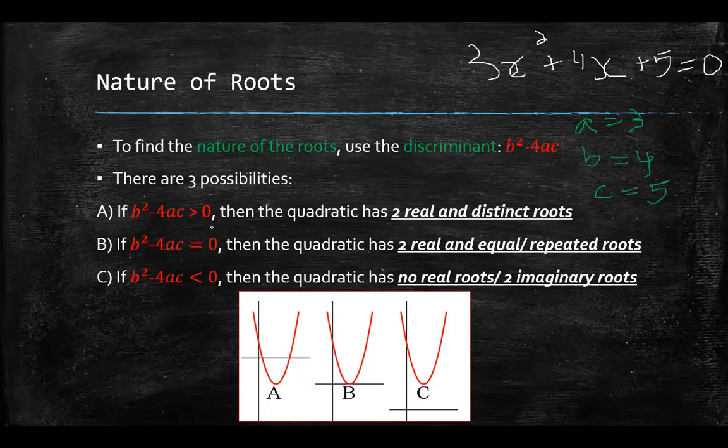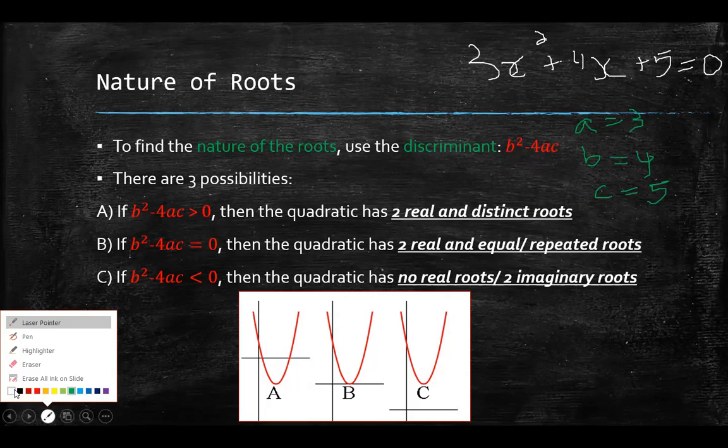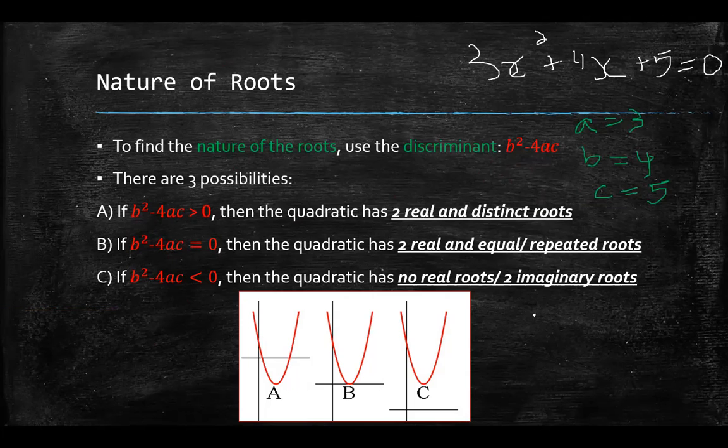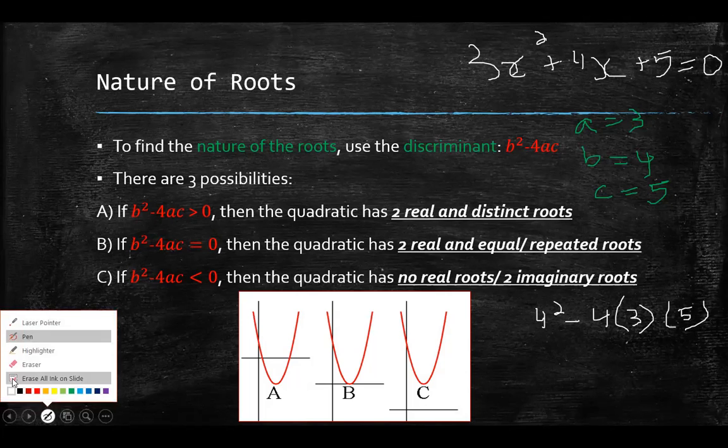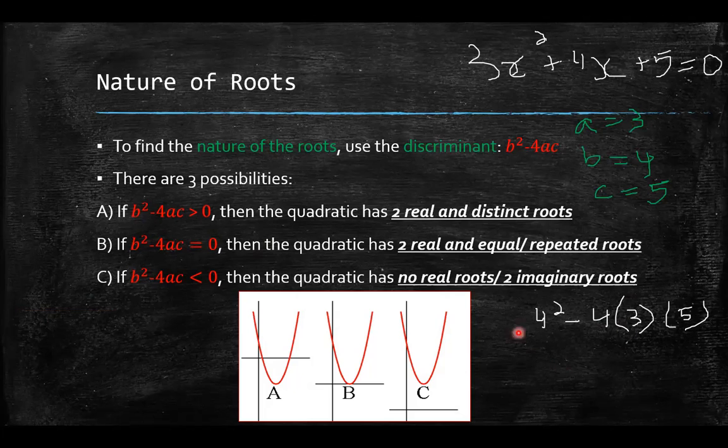If they ask me to find the nature of the roots of this quadratic, all I have to do is plug it into this formula here. So in this case, if I was actually doing a question, b squared minus 4ac, so that would be 4 squared minus 4 times 3 times 5. And when I find the value for this, if the value is greater than 0, then the nature of my roots, I have 2 real and distinct roots.